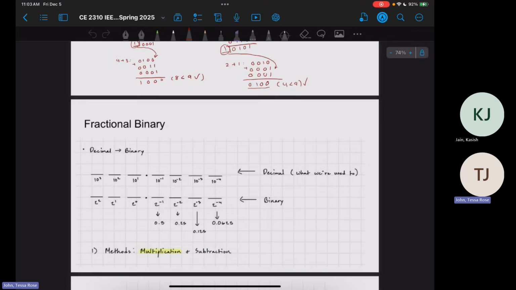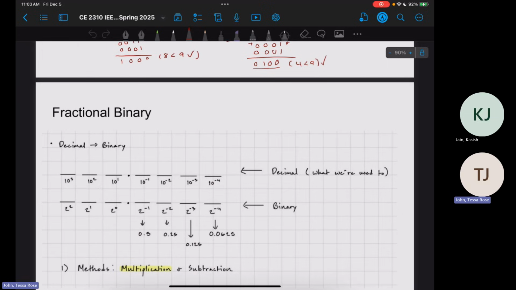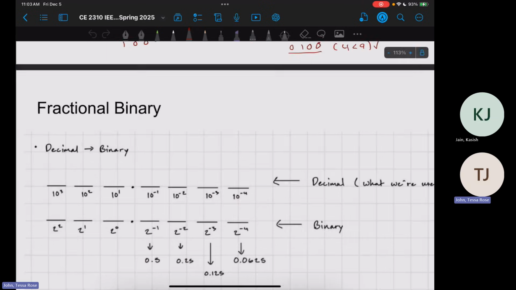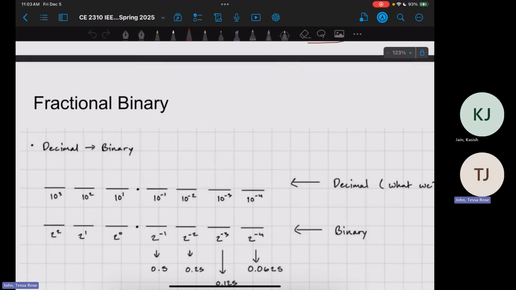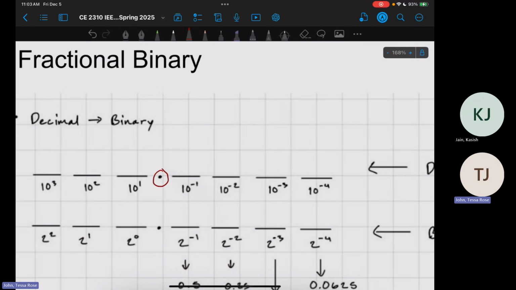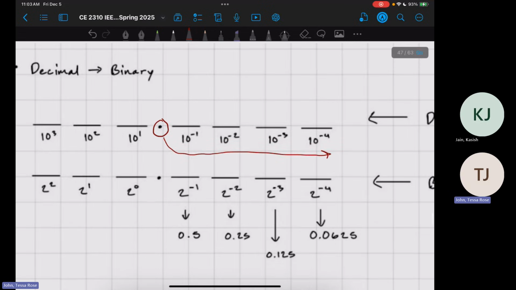Okay, fractional binary. So this is just to convert decimal to binary when you have decimals. It's the same concept as how we did it for just regular converting from decimal to binary. But when we have a decimal point, everything after the decimal point will be to the power of a negative exponent, right? So you'll have 10 to the negative 1, 10 to the negative 2, 10 to the negative 3, 10 to the negative 4. Same with when it's base 2, 2 to the negative 1, 2 to the negative 2.